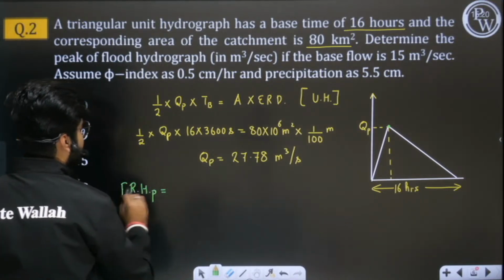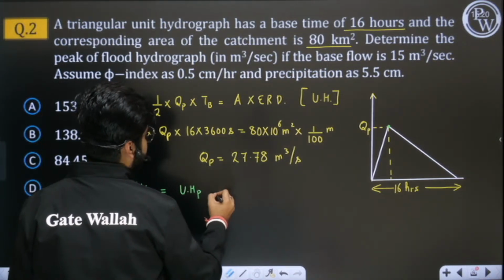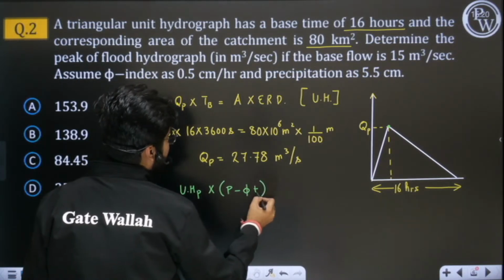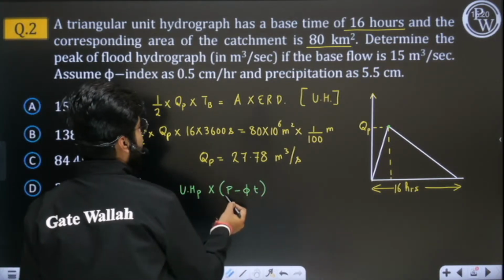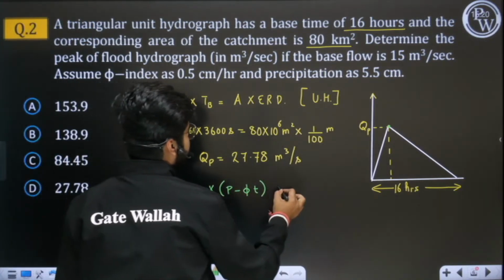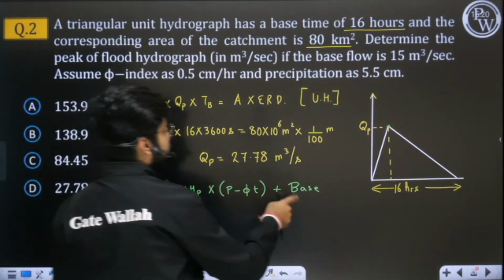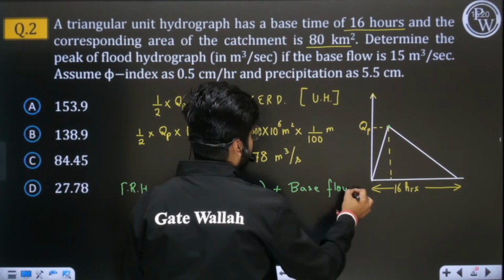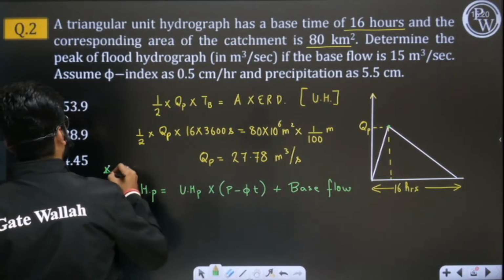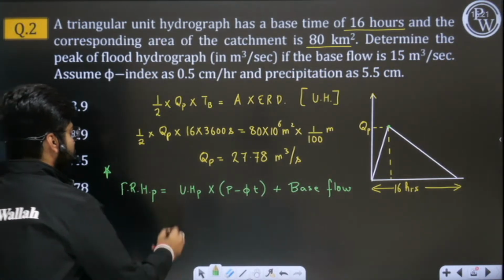we have to apply the direct formula. See, unit hydrograph peak into effective rainfall depth. Effective rainfall depth is not given to us in the question. So how will I find effective rainfall depth? Simply by subtracting infiltration from your total rainfall, plus your base flow. This is DRH peak plus base flow. This is the formula which I have told you in class. You have to remember this formula, very very important. Most of the questions you will be able to solve from this one only. I hope this is clear to you.